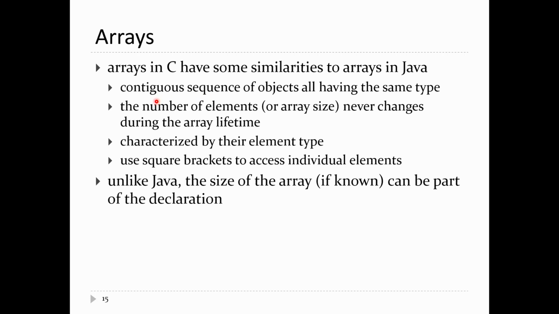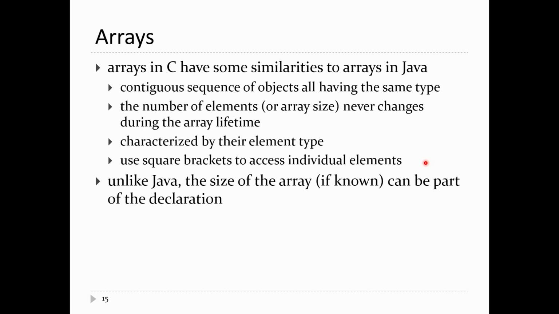A contiguous sequence. Like Java, a C array stores elements of the same type, so not like a Python list where you can put anything into the list. Like Java, the size of the array never changes during the lifetime of the array. So when you make an array, you're stuck with an array of that size. But arrays are characterized by their element type. If you have an array of int, that's an array of int, it's not an int. If you have an array of doubles, that's an array of doubles. And like Java, you use the square brackets to access individual elements. So there is a strong resemblance to Java arrays.